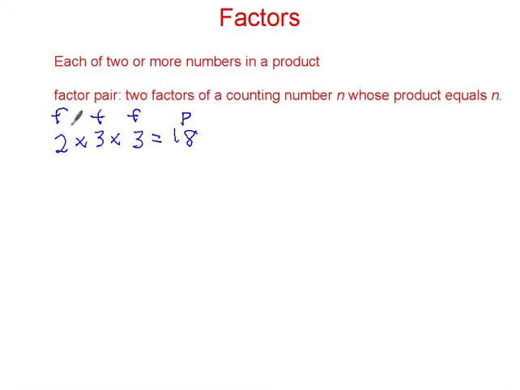Oftentimes this year when we're working on factors, you'll be asked to find a factor pair, and that's two factors of a counting number, n, so any two numbers whose product equals that number n. In order to find the factor pairs, there's a number of different things that you can do.